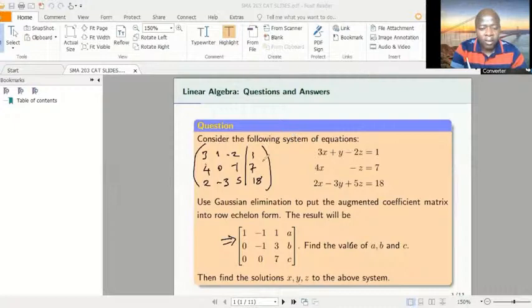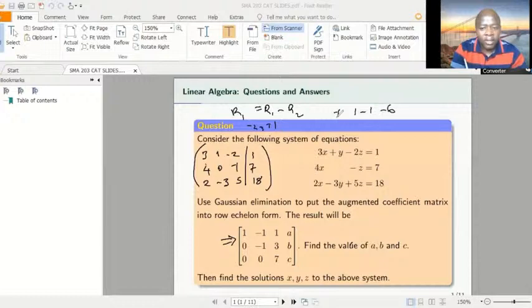So we now think of maybe adding a row to another row, or subtracting a row from the first row. For instance, if I were to subtract row 2 from row 1, what would be the new row 1? The new row 1 is 3 minus 4 would give us negative 1. And then 1 minus 0 would give us 1. And then negative 2 minus 1 would give us negative 3. Then 1 minus 7 gives us negative 6.